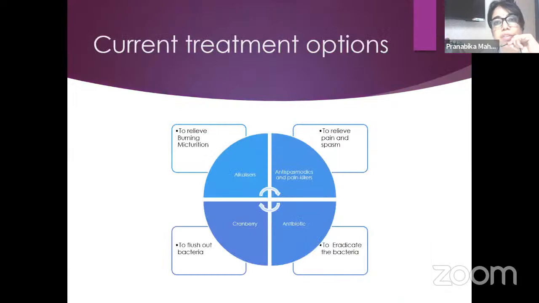Current treatment. We have 4 modalities of treatment. We use alkalizer to relieve the burning micturition, which can be annoying at times. Then there can be spasmodic pain. It can be tackled with flavospas or that type of antispasmodic drugs, antibiotics to eradicate the bacteria, then cranberries to flush out the bacteria.